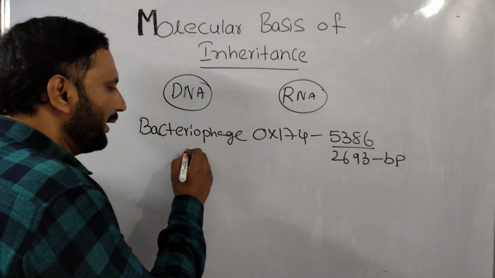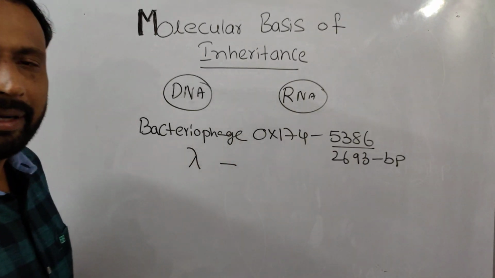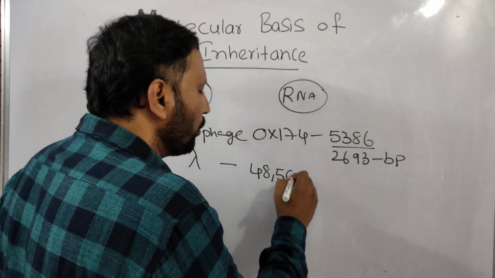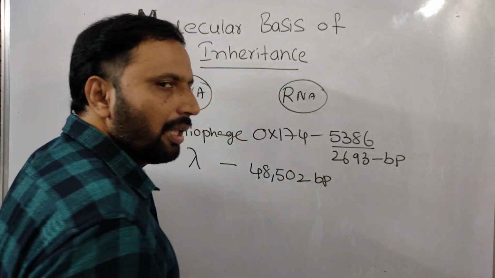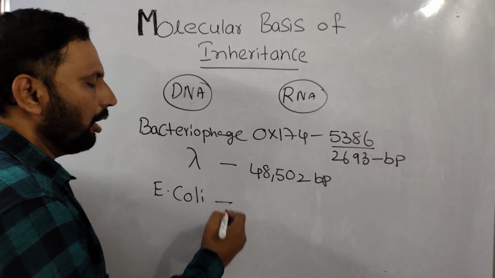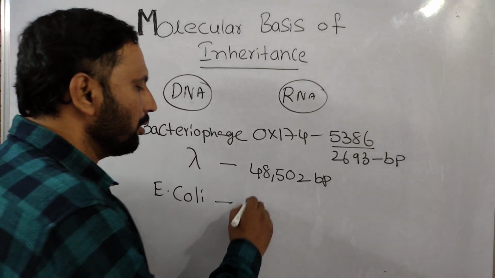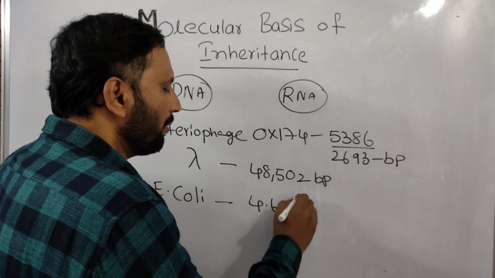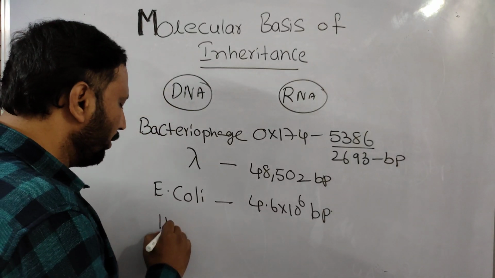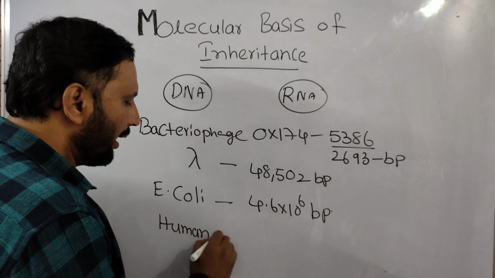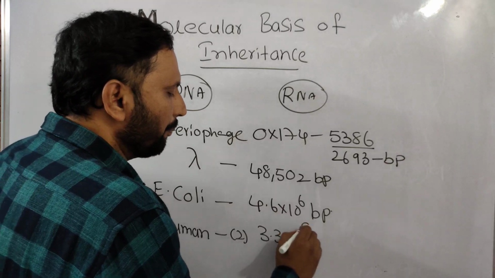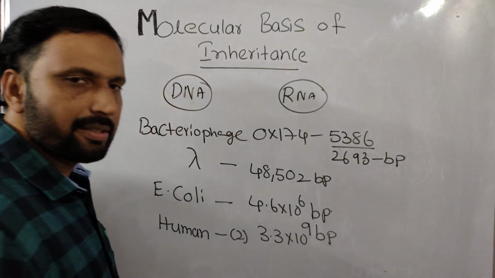Like that, when you go for bacteriophage lambda, the number of nucleotide base pairs is 48,502. When you go for Escherichia coli, how many nucleotide base pairs are present? 4.6 into 10 power 6 base pairs. In the haploid cell of the human being, how many base pairs are present? 3.3 into 10 power 9 nucleotide base pairs.